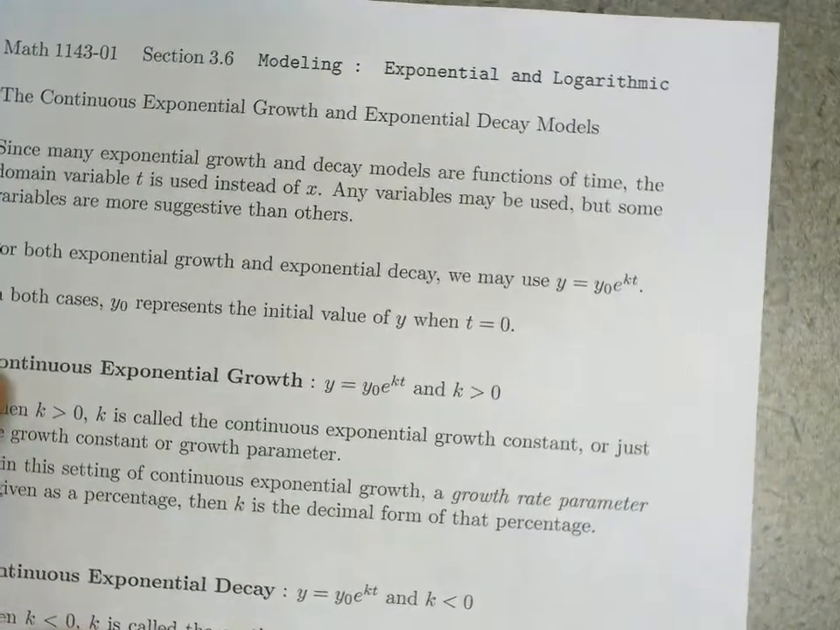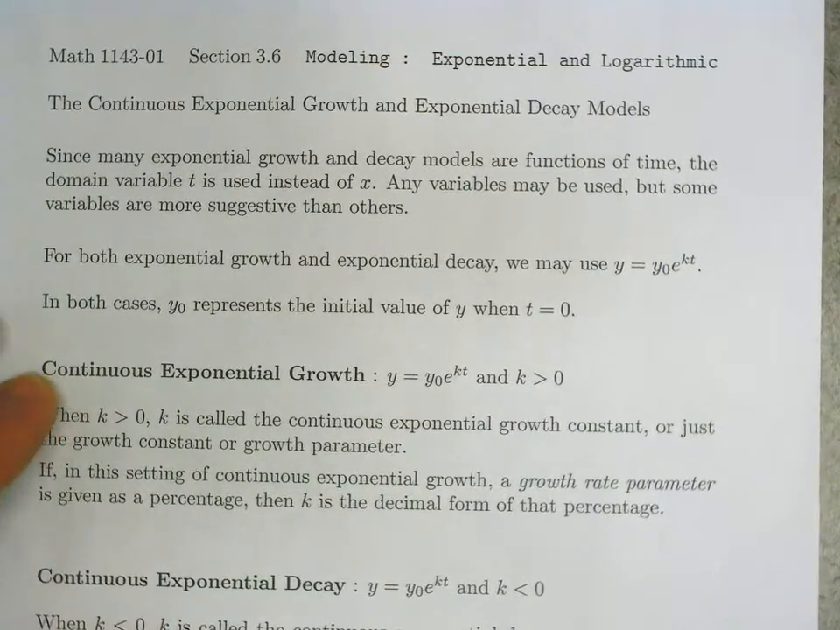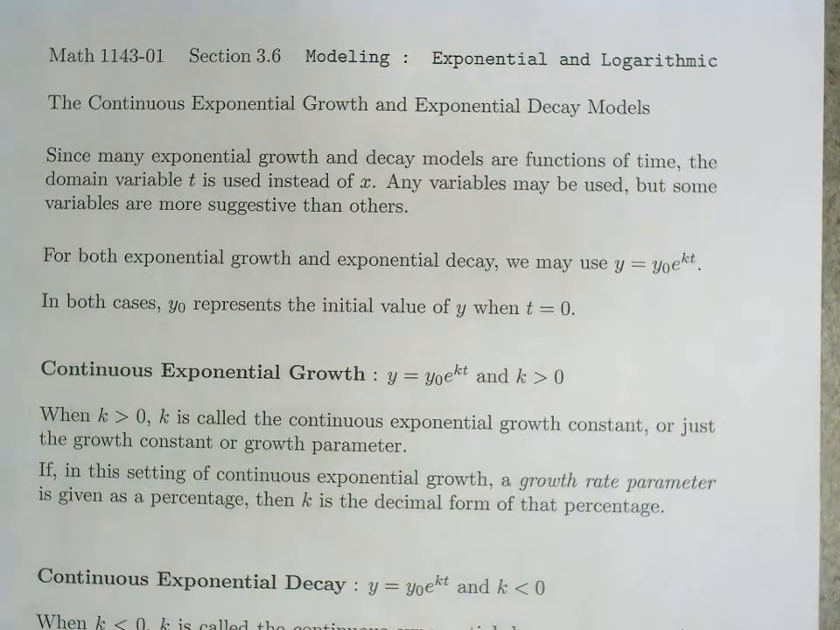So there are some things nice about the continuous exponential growth and exponential decay models, as you will see shortly. But first, this paragraph. Since many exponential growth and decay models are functions of time, the domain variable t is used instead of x. Any variables may be used, but some variables are more suggestive than others.